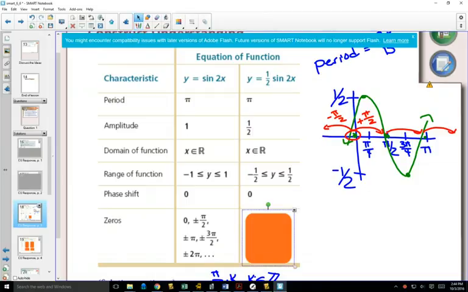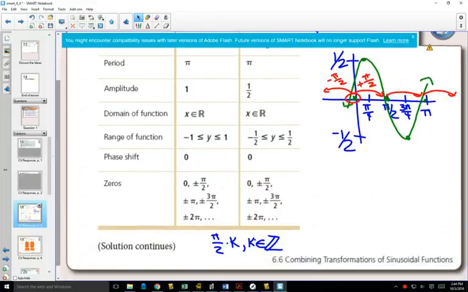What about our zeros? Have they changed? They're exactly the same place that they are. So again, you would write it as pi over 2 times k, where k is an integer. So this works for both of those.